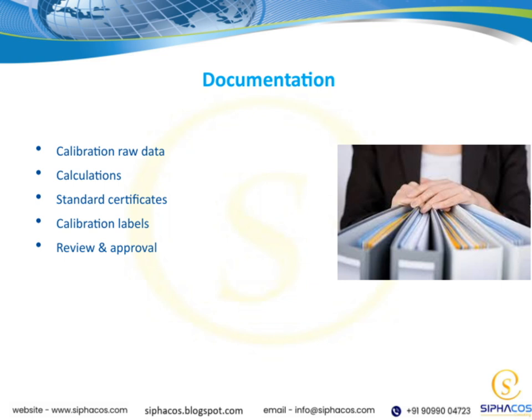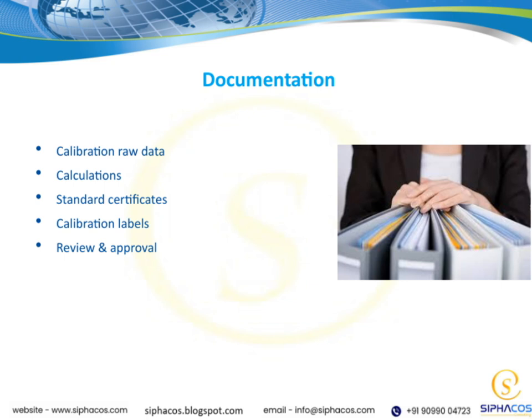Standard certificates are also a key part of documentation. They provide official proof that the calibration was performed according to industry standards and regulations. These certificates are important for quality assurance and traceability. Calibration labels are another critical element. They are physically attached to the equipment and indicate the calibration's status, date, and next due date, making it easy to identify whether the equipment is ready for use.